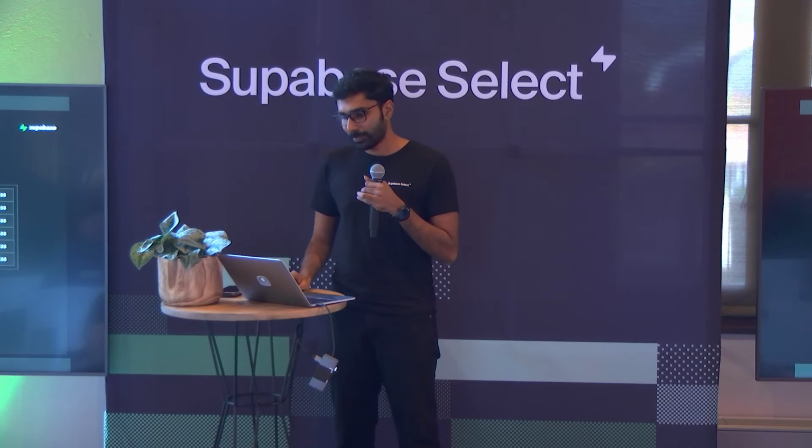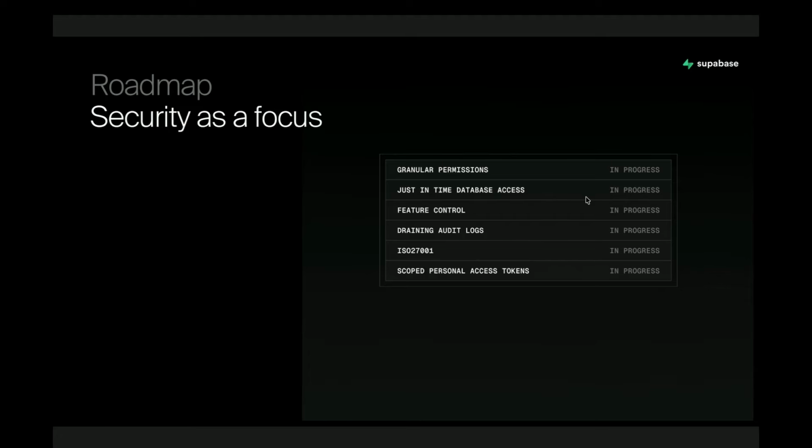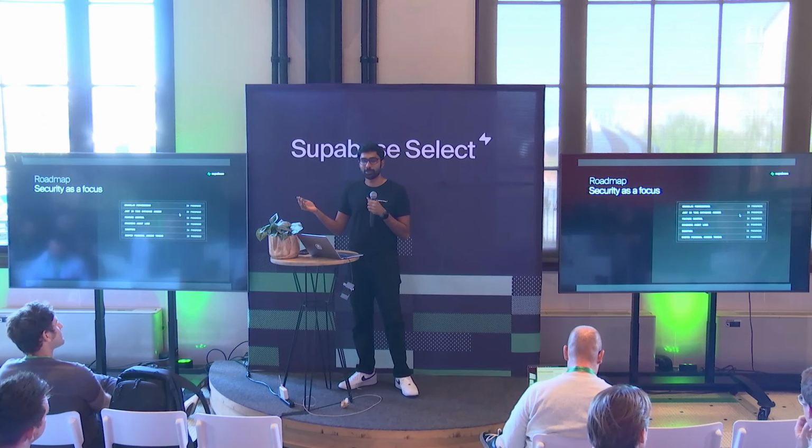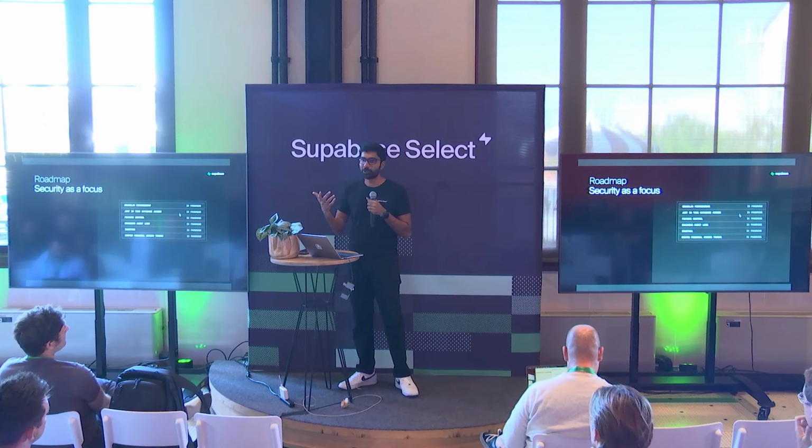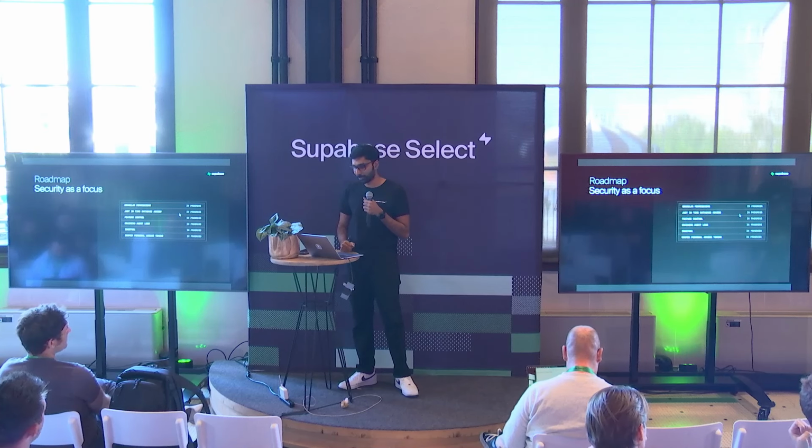In terms of what's coming, that's some of the stuff that we have already launched. We are working on more granular permissions, so you can give a developer access to, say, just the edge functions but not the database. And one I'm pretty excited by is just-in-time database access. We have built a custom authentication module for Postgres, which we just open sourced, but this lets you give just-in-time access to the database without sharing your long-lived Postgres password directly with your developers.